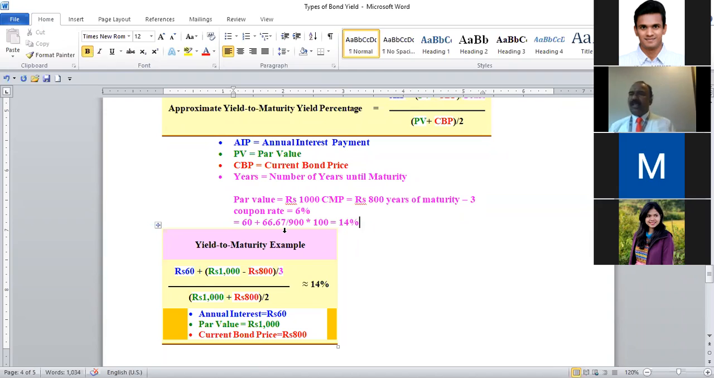So we have seen today nominal yield, current yield, and yield to maturity. For yield to maturity, the trial and error method we will take up next. Any clarification, anybody, before we wind up?